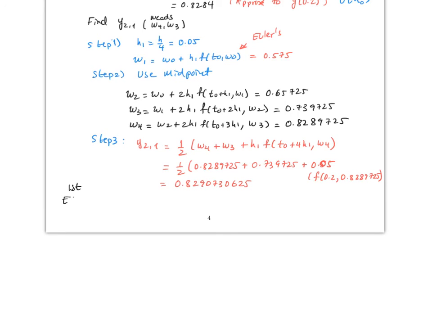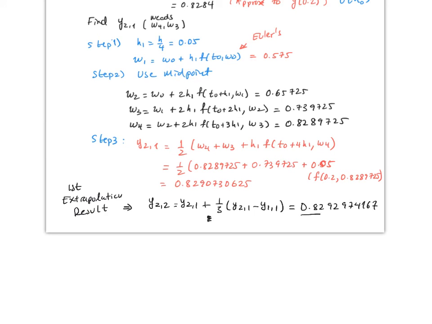So finally, the first extrapolation result is going to be Y22, which will be Y21 plus 1/3 (Y21 minus Y11). And once you plug in the values, this will be 0.8292974167, and that's it.